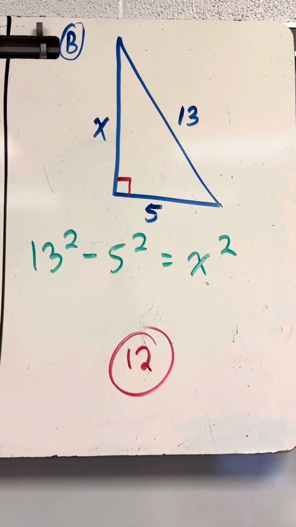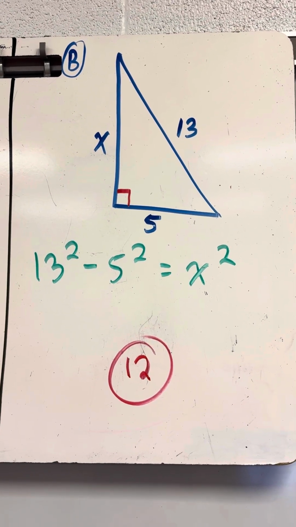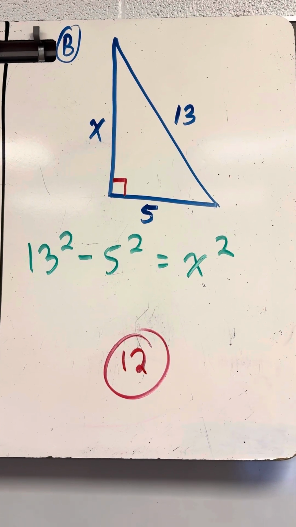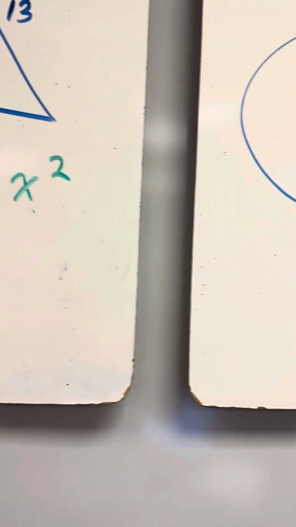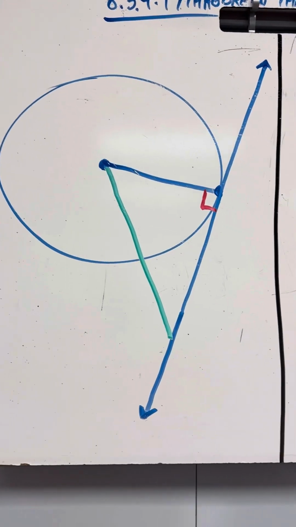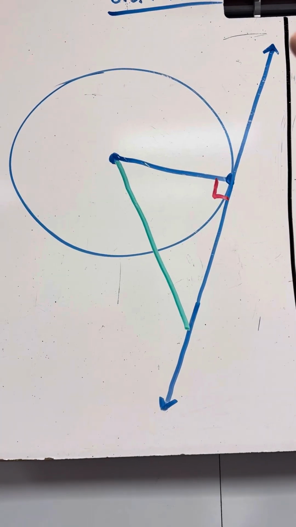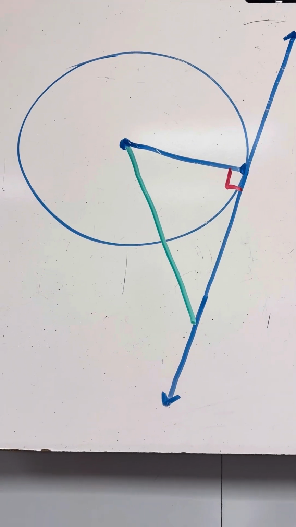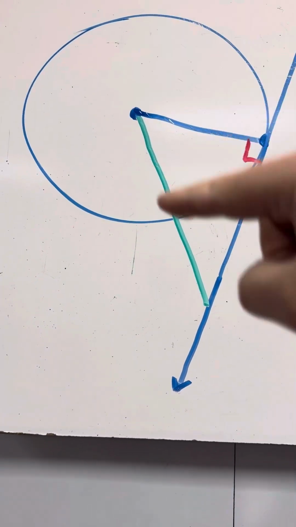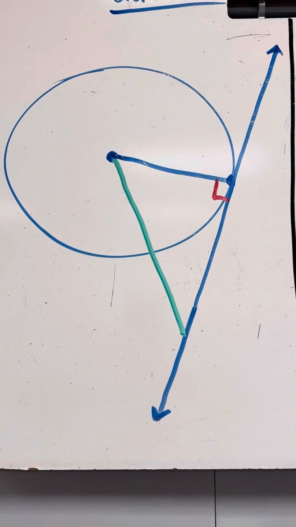Here, you would have to subtract, right? 13 squared minus 5 squared equals x squared. So you get 12 in this case. Now, in a circle, if you take the radius and connect it to a tangent, that will always give you a right angle. Thus, if you form any third side, you're going to have a right triangle.